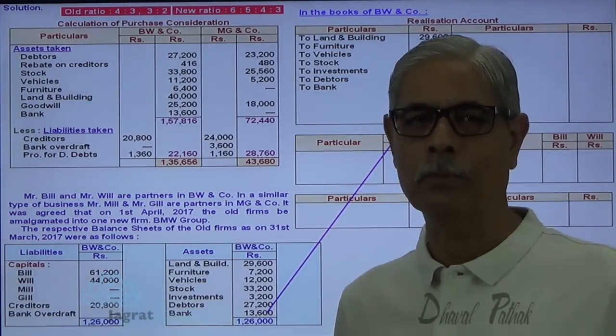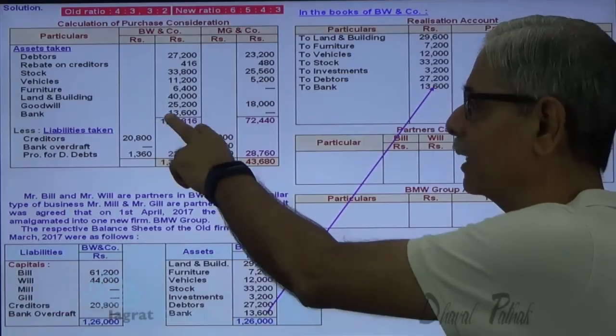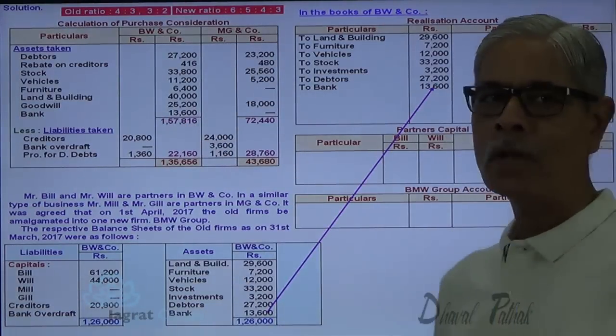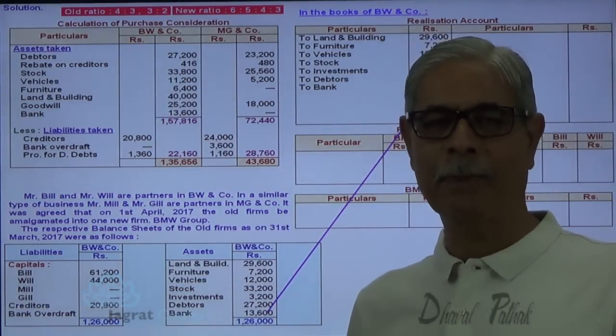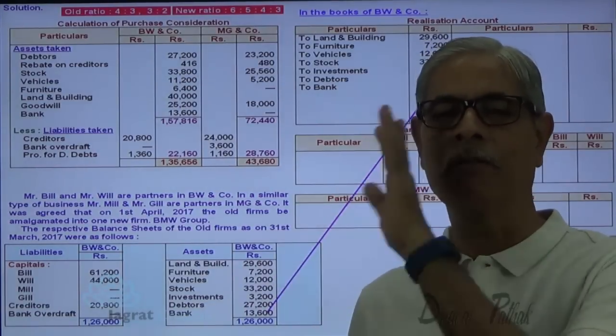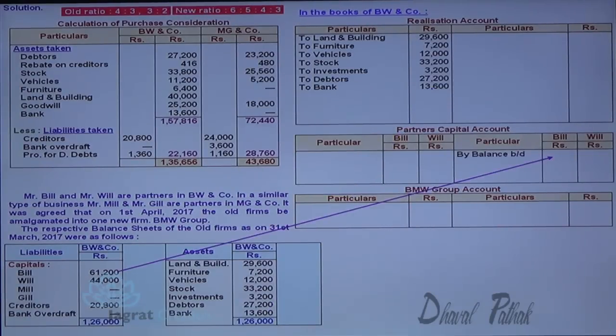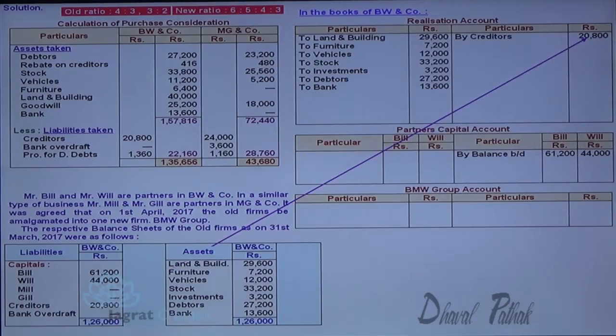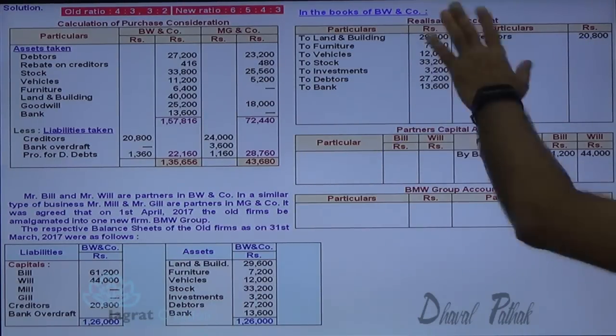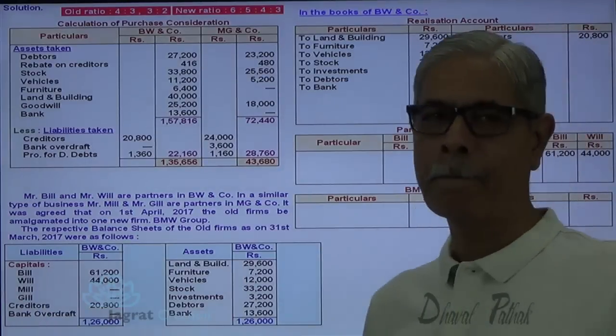That's an important point to be noticed. I don't transfer this bank balance as an opening balance in the cash and bank account because the bank balance is sold along with all the assets of the business. So it is transferred to the realization account. Capital of Bill and Bill is recorded on the credit side. Creditors are credited to the realization account. Now this is how the copy of the balance sheet is done.